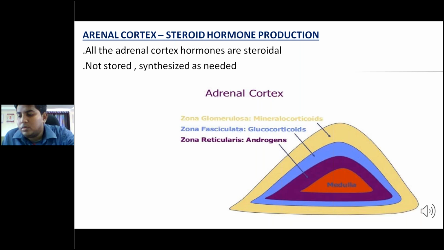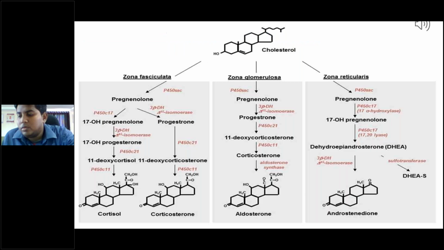Whereas in the case of thyroid hormones, they are mostly stored and released as per the requirement of the body. These adrenal hormones are not stored, they are synthesized as and when needed. The main precursor, the common metabolite from which these steroid hormones are synthesized, is cholesterol.